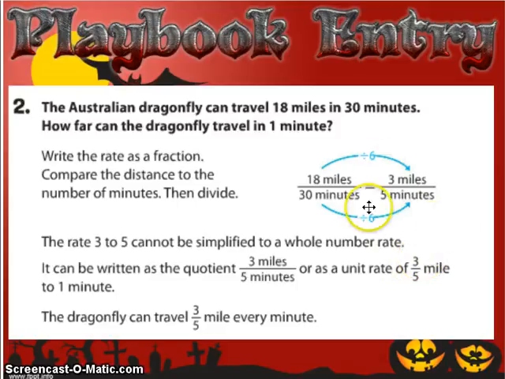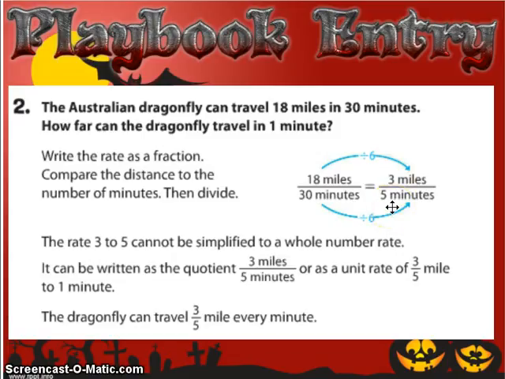This is an example where you do not get a denominator of 1. So here we have the Australian dragonfly can travel 18 miles in 30 minutes. It wants to know how far the dragonfly can travel in 1 minute. So you write the rate as a fraction. You compare the distance to the number of minutes, and then you divide. Well, luckily, the 6 can go into 18 and 30 to reduce it to 3 over 5.